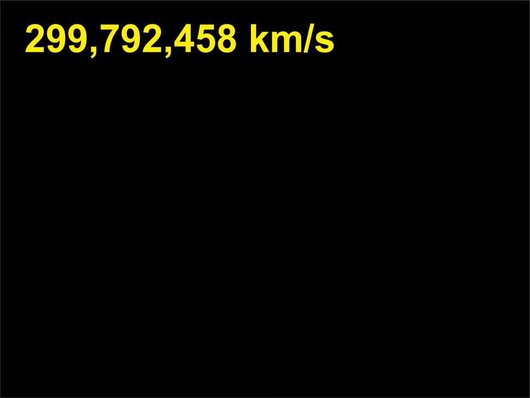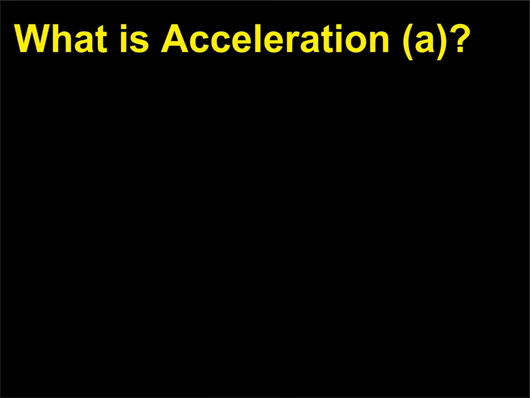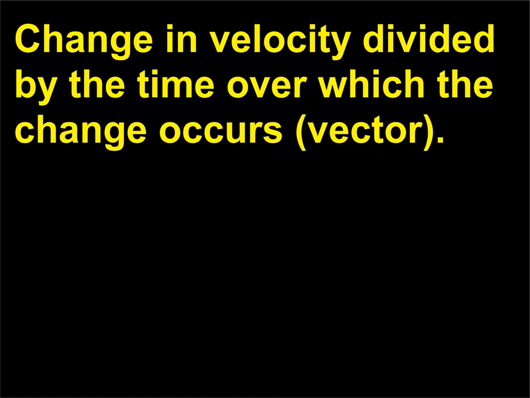(299,792,458 kilometers per second). What is acceleration, A? Change in velocity divided by the time over which the change occurs, vector.